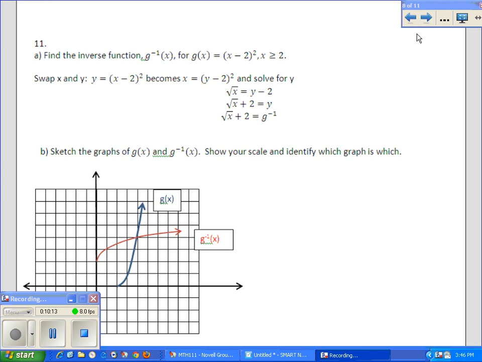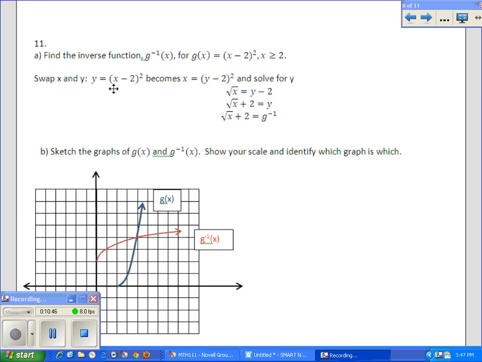To find an inverse function, the way we get these started off is we do have to swap x and y. And I just want to point out here, g of x is x subtract 2 squared, which is a parabola. And so it's been restricted that x is greater or equal to 2. That way I'm only looking at half of a parabola, so it is still a one-to-one function and will have an inverse. If I didn't have this restricted domain here, this would not be a one-to-one function and it would not have an inverse function. So that restriction was necessary.